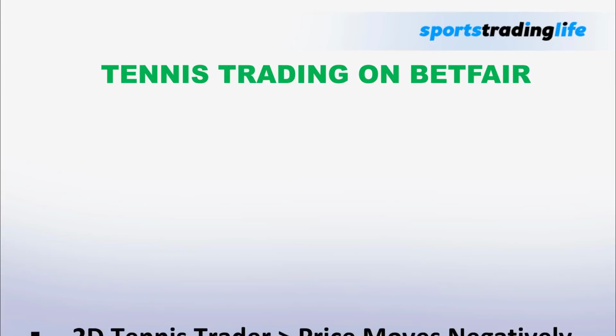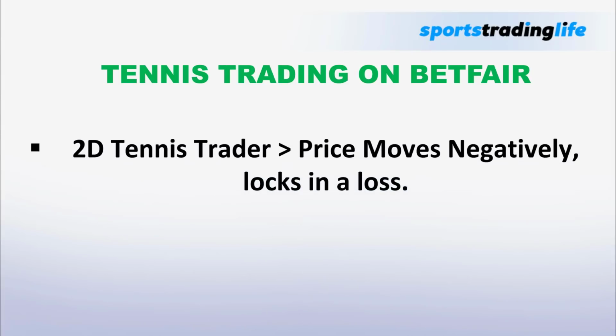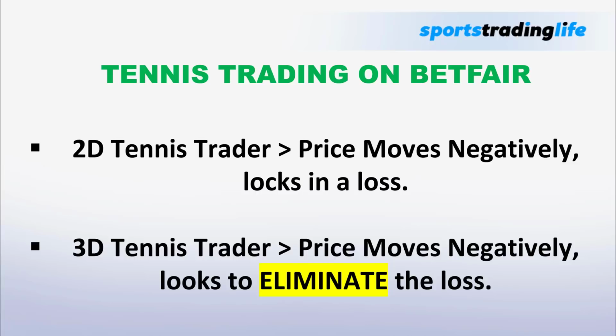So there are two types of tennis traders in this world, the 2D and the 3D tennis trader. Now, if you're new to tennis trading, you're probably in the 2D bracket where you get involved in a trade, the price moves negatively against you, so you lock in your loss. Nothing really wrong with that when you are a beginner. It is a good way to start, but a more advanced three-dimensional tennis trader would look at it differently.